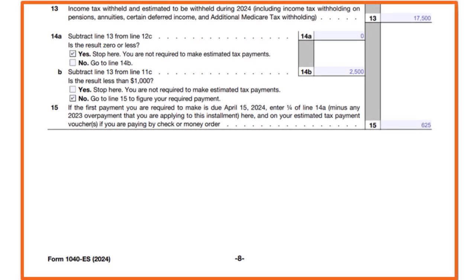So, income tax withheld. I'm currently on line 13. We have 17,500, and when you subtract line 13 from line 12c, you have 2,500. Okay, and so 2,500 is what you owe this year. I mean, it's the delta that you have to pay this year. On line 15, you have to send a quarter of that amount to the IRS every quarter. So this amounts to 625. 2,500 divided by 4 is 625.